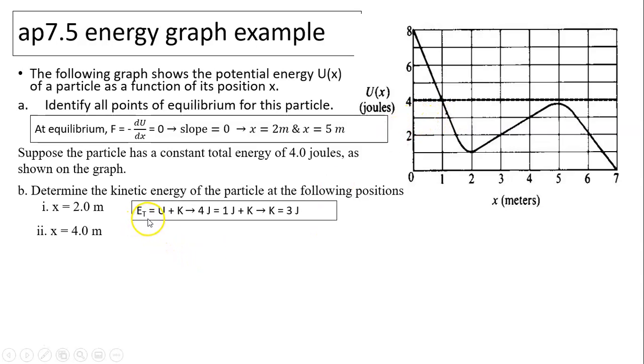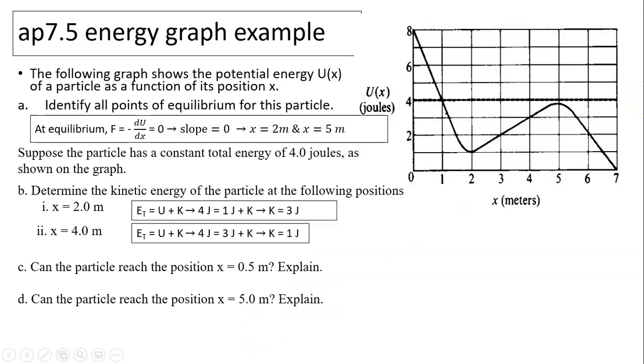So at x equals 2, E total equals 4. So 4 equals 1 plus K gives us K equals 3. At x equals 4, E total equals 4, so 4 equals 3 joules, that is the potential energy at x equals 4, plus K. So that gives us K equals 1 joule.